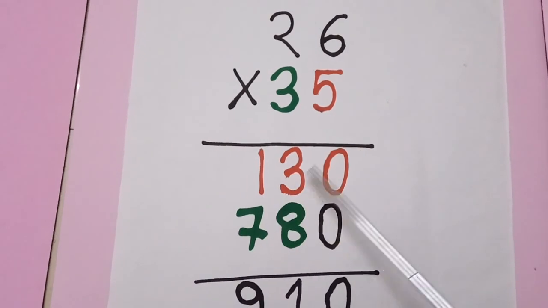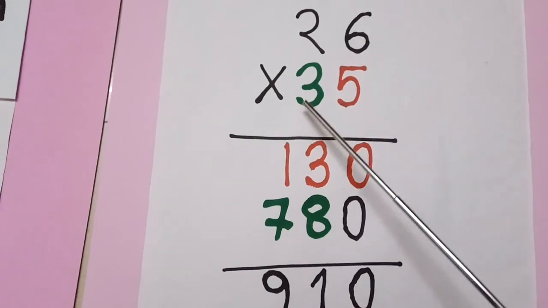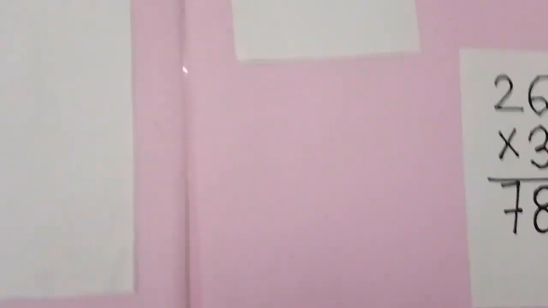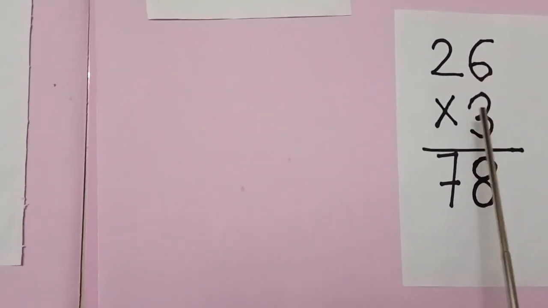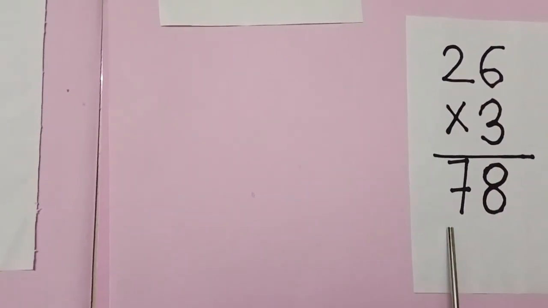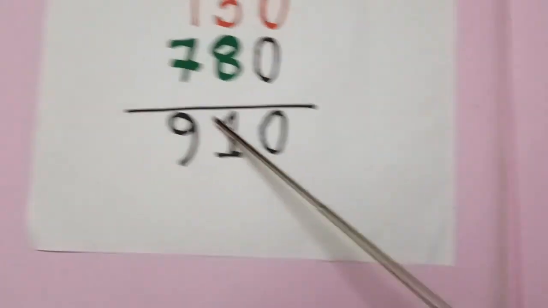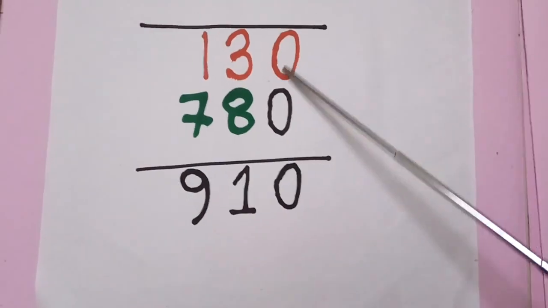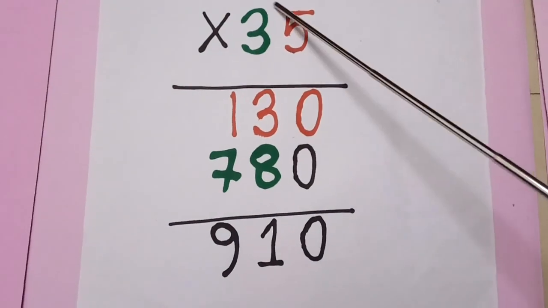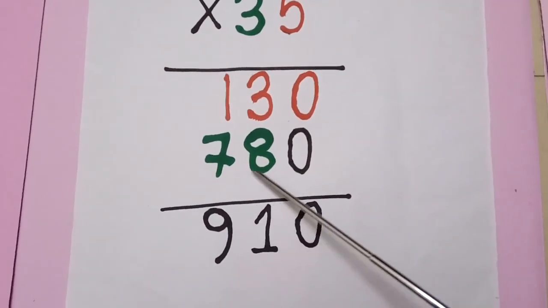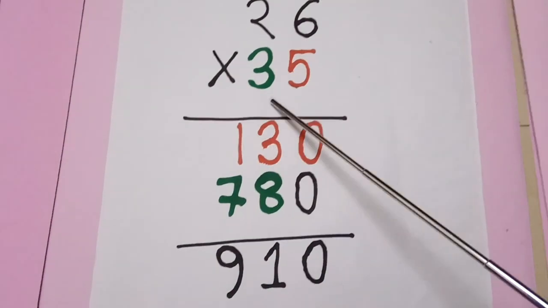We wrote 130 in the first line. Again, 3 with 26. 3 6s are 18, 8. Carrying 1, 3 2s are 6, 6 plus 1, 7. Answer is 78. We add here an extra 0 for explaining 3's position is tens. Then we write 78, the multiplication answer of 26 multiplied by 3.